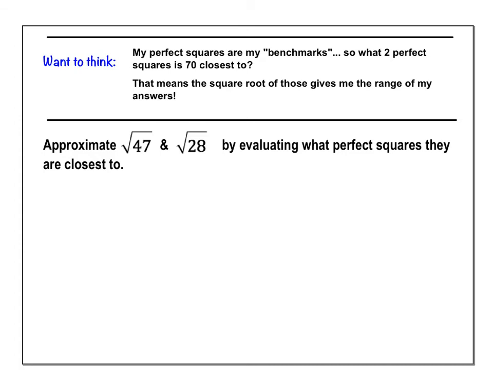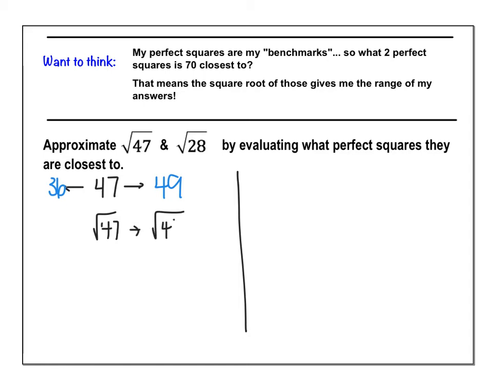Let's look at two more examples so we can keep working on this. It says approximate the square root of 47 and the square root of 28 by evaluating what perfect squares they are closest to. So let's start with the square root of 47. The first thing I want to do is think about what perfect squares are close to 47. We have one that's very close, which is 49. And then on the other end, it would be 36. So remember, what I'm really saying is that the square root of 47 would be in between the square root of 49 and the square root of 36.